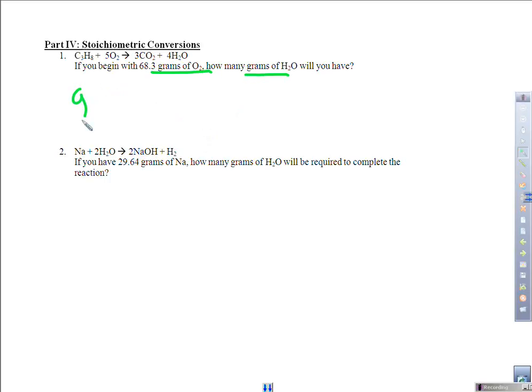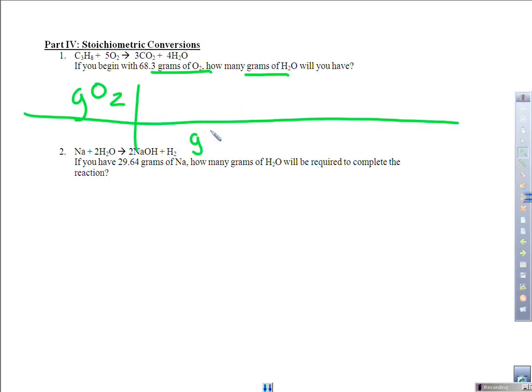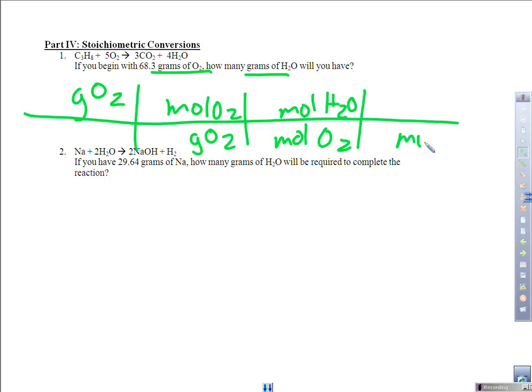So we start with grams of O2. We need to get out of grams of O2 and go to moles of O2. Get out of moles of O2 and go to moles of H2O. Get out of moles of H2O and get into grams of H2O.